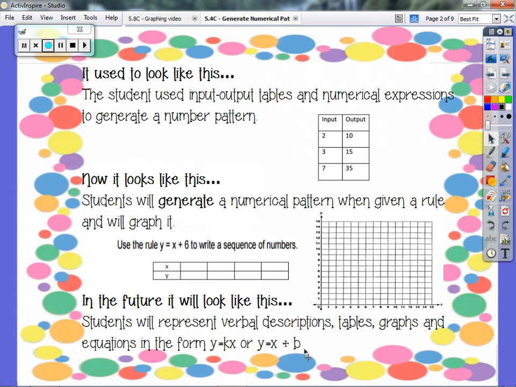In the future, it will look like this. Students will represent verbal descriptions, tables, graphs, and equations in the form y is equal to k times x or y is equal to x plus b.